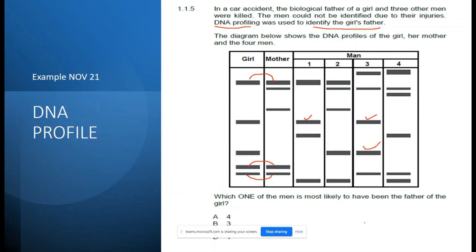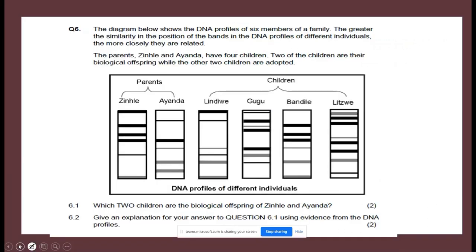So which one of the men is most likely to be the father of the girl? It must be B. Well done, Proteus. It must be B, male 3. And that is how we do DNA profiles. Here's another example.